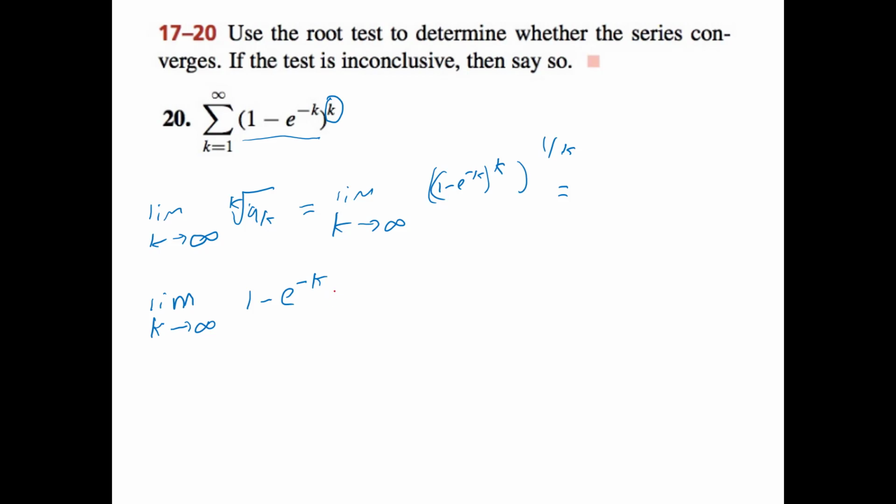And so this, you should know that this goes off to 0, and so then this limit is 1, and therefore your test is inconclusive. And you would have to find another test to use. But right here, that's all we're being asked to do. Use the root test to determine whether the series converges. If the test is inconclusive, then say so. So we're not being asked to show whether it converges or diverges, so we're free to move on.